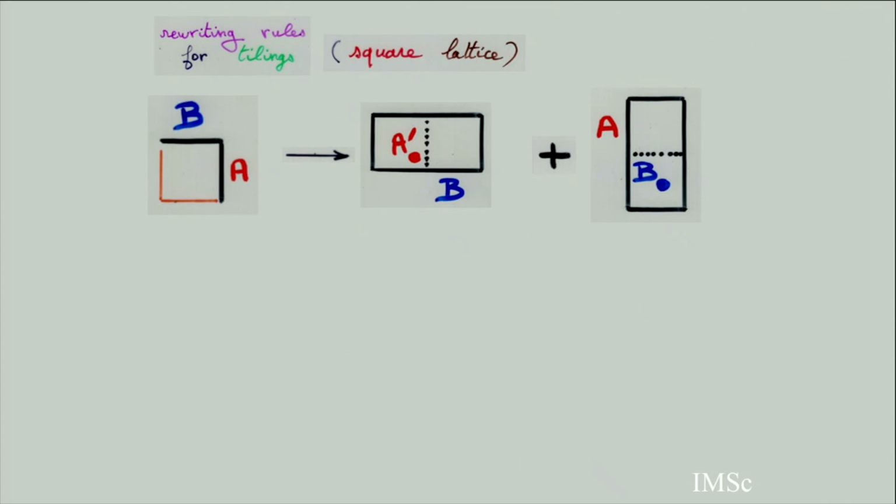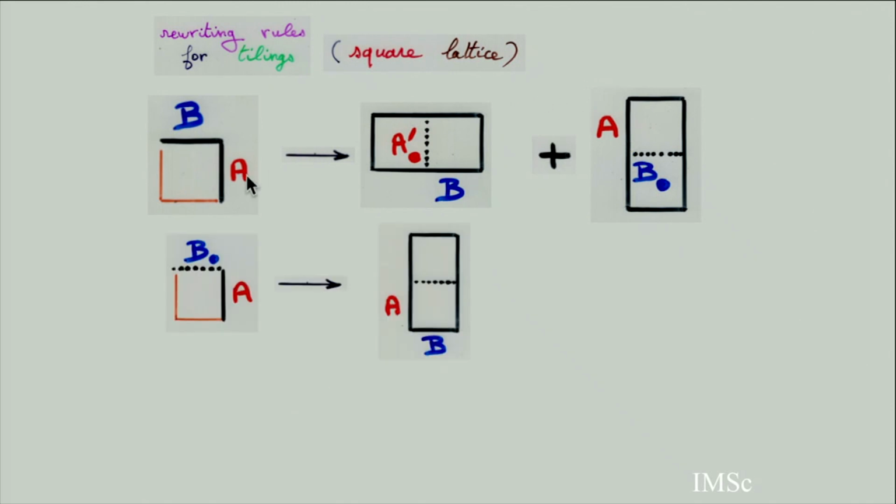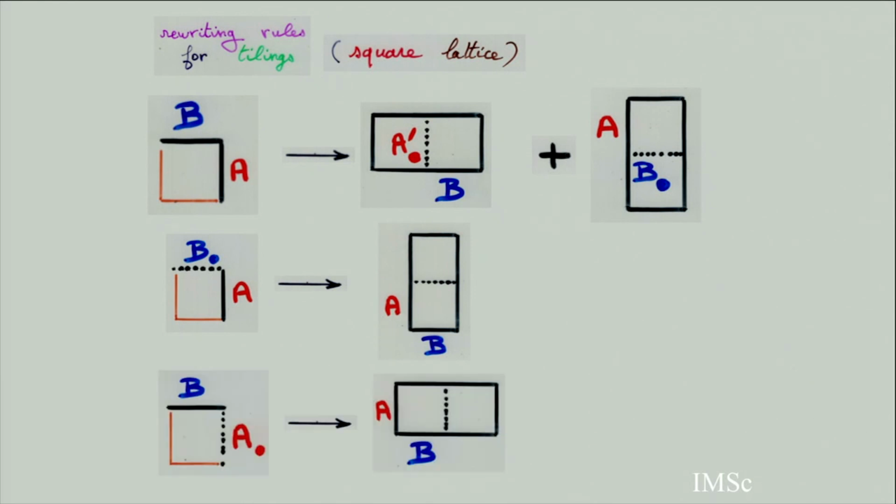When you have BA and you want to rewrite it, BA can be this case, which is going to be rewritten as A dot B, or it can be this, so it's going to be A B dot. So the equation will be BA equals this product plus this product. Now if you have B dot A, there is only one case. B A dot, again there is only one case. And if you have B dot A dot, then it's impossible, so I put a 0.